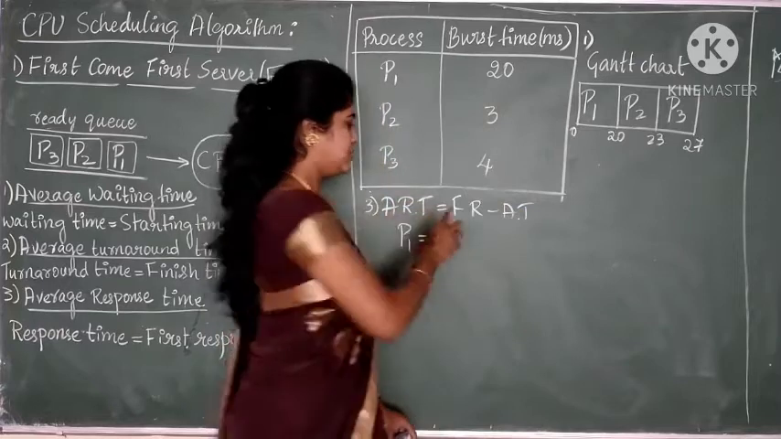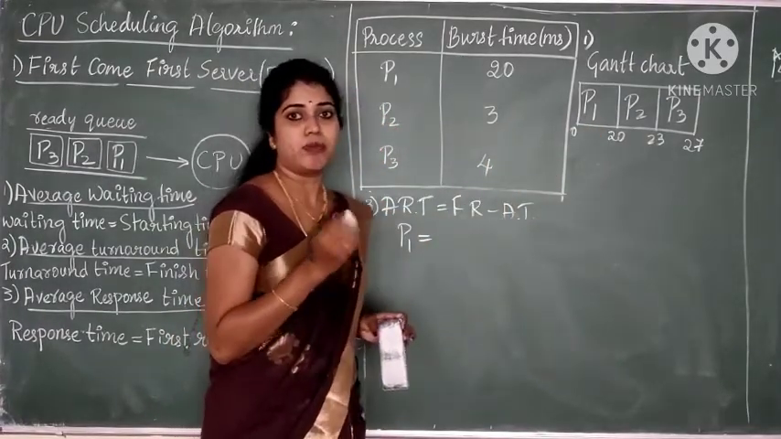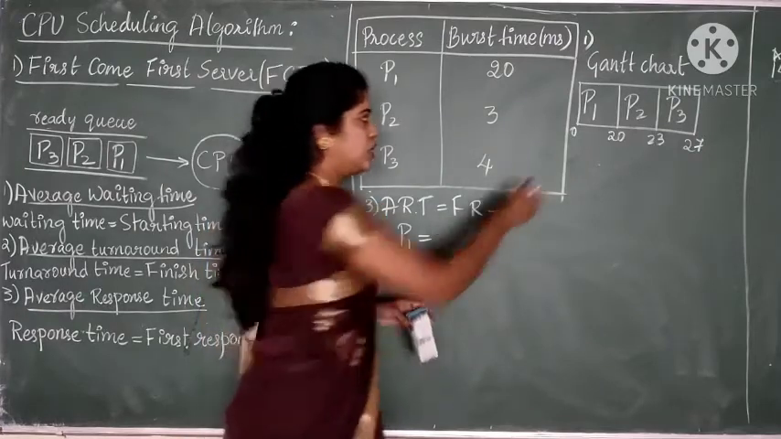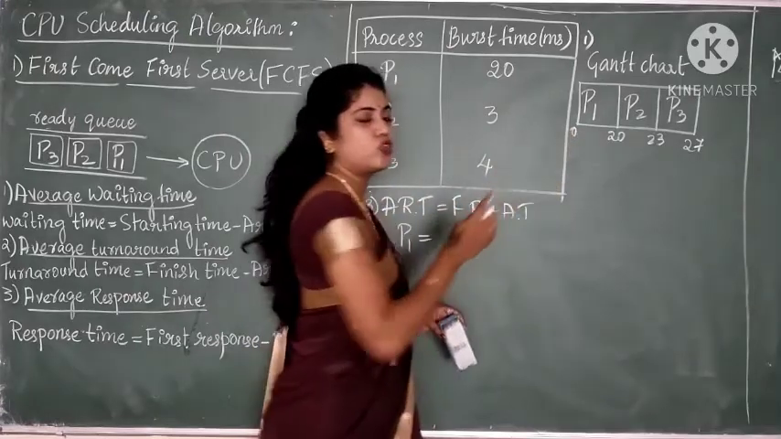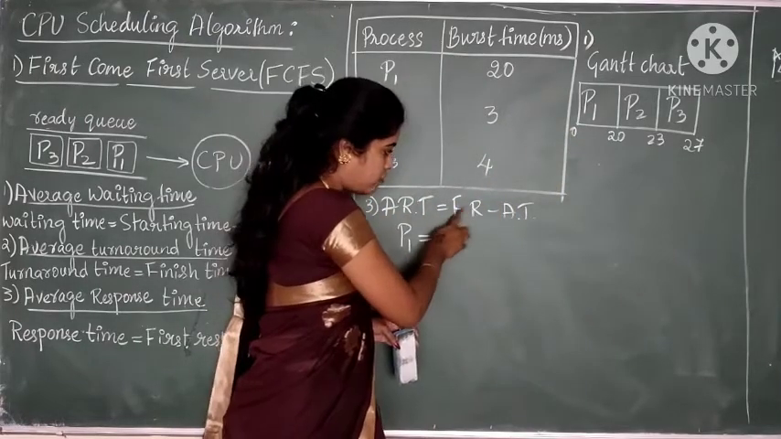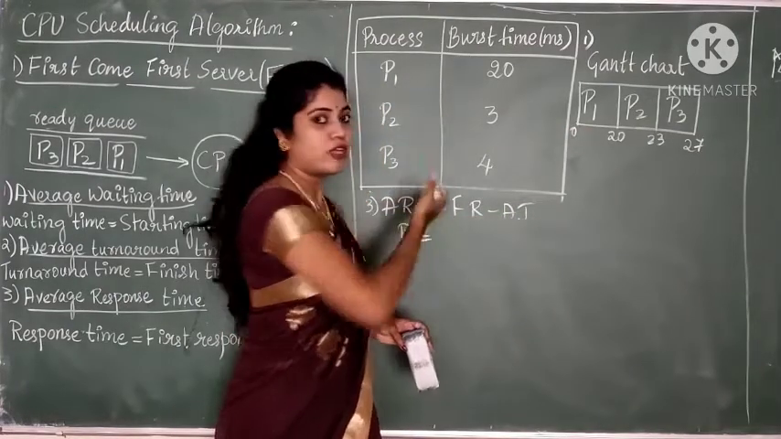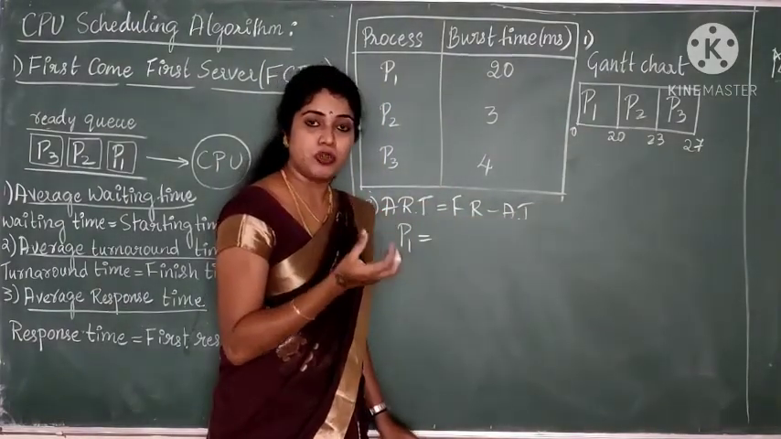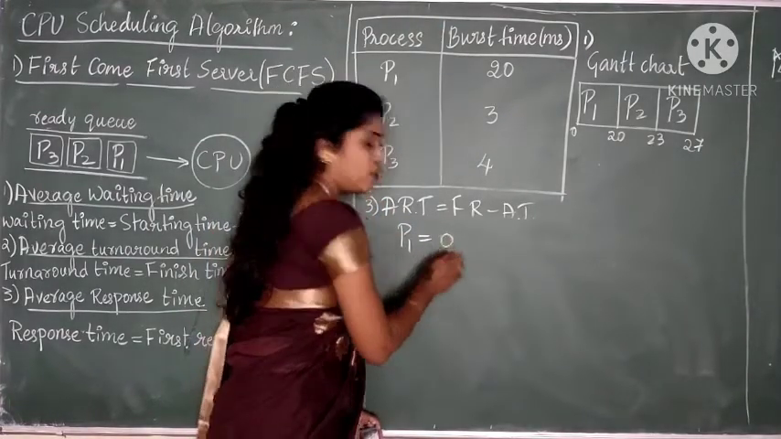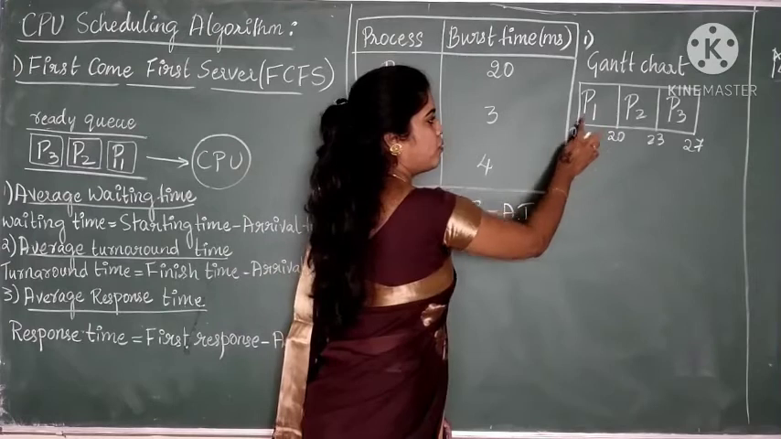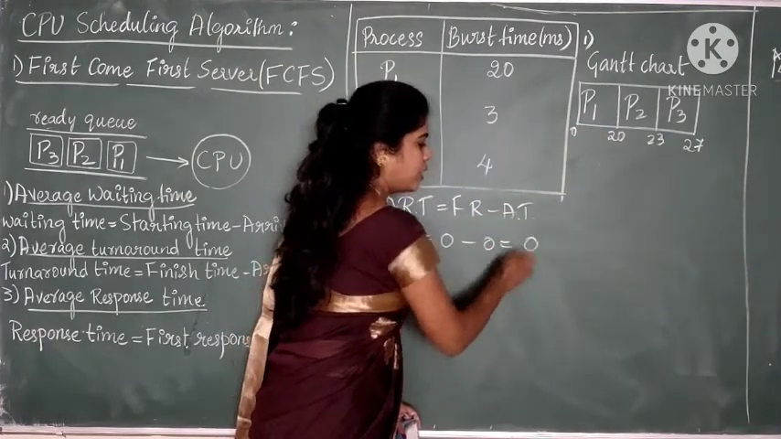So because of this, P1 got a first response at 0. Starting time is that which comes on the left side, there is no doubt about it. And when we come to the first response, when all the processes are waiting and a process gets a chance of execution, that itself is called the first response. So P1's first response is 0 only, and as arrival time is 0, you will get 0.